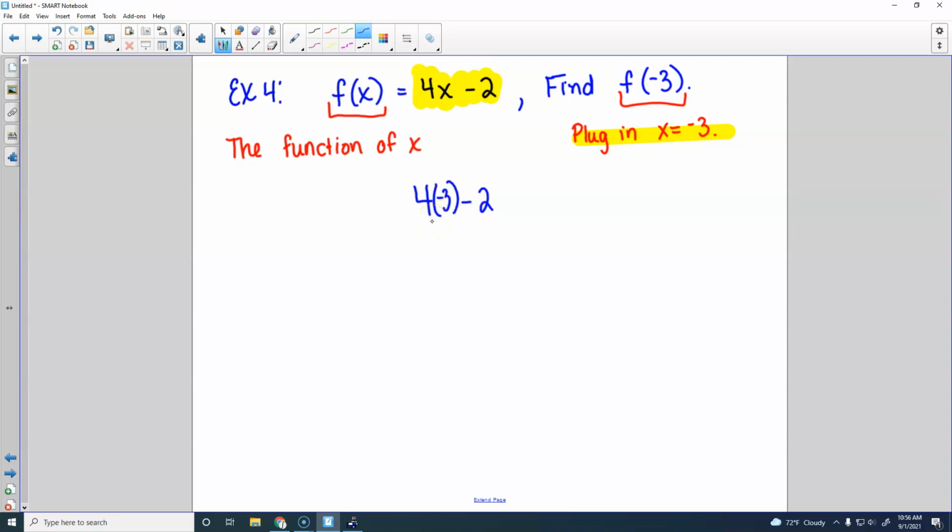So whenever we're doing this one, Katie, what should we do first? Multiply. So 4 times negative 3, what's that going to give us, Katie? Good. And then what do we do last? Yep. We're going to subtract. What will we get?